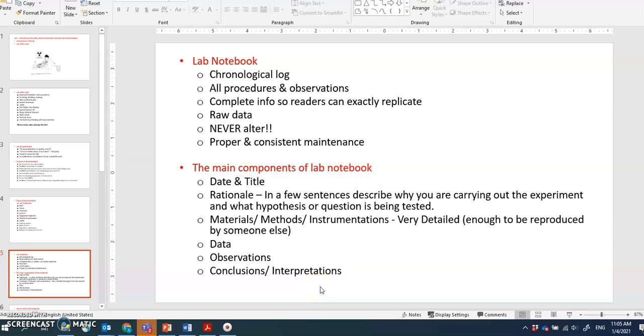Maybe a couple sentences at the end. You provide that based on your observation. So that's the basic format of your lab notebook. I'm expecting to see this when I collect your lab notebook on all the experiments you carry out. All right, make sure you understand that.